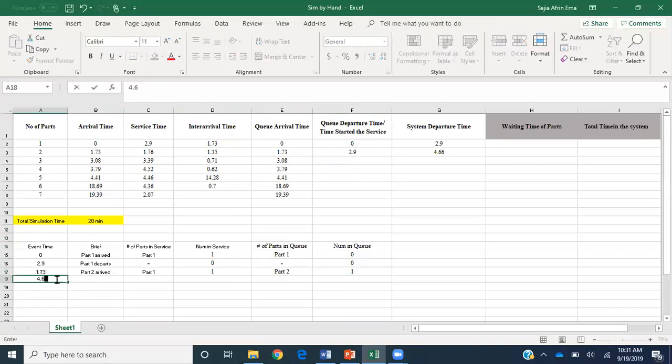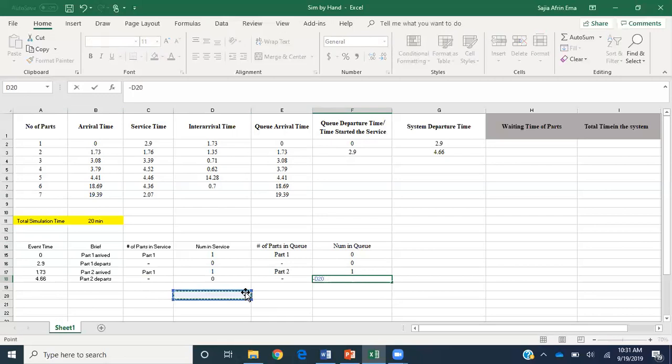At 4.66 minutes, we are expecting that part 2, not expecting, actually it happened because I mentioned that someone collected the data for us. Part 2 departs the system. Number of parts in service? Technically no one, right? Okay. Number in service? No one. Number of parts in queue? No one. Number in queue? Like part 1 came in and then went through the queue. But right now there is no one in the queue.